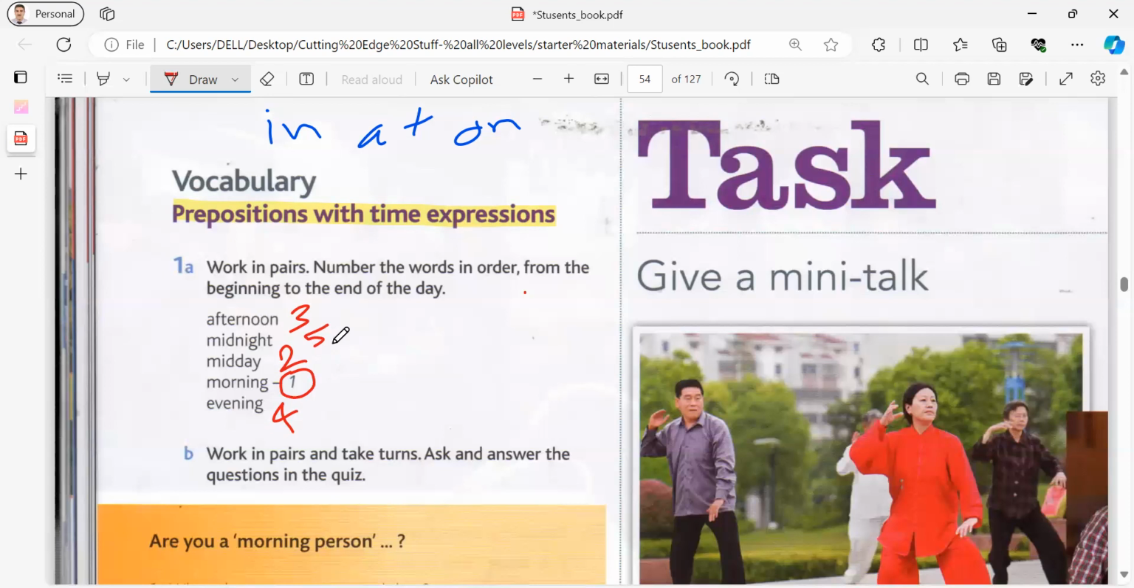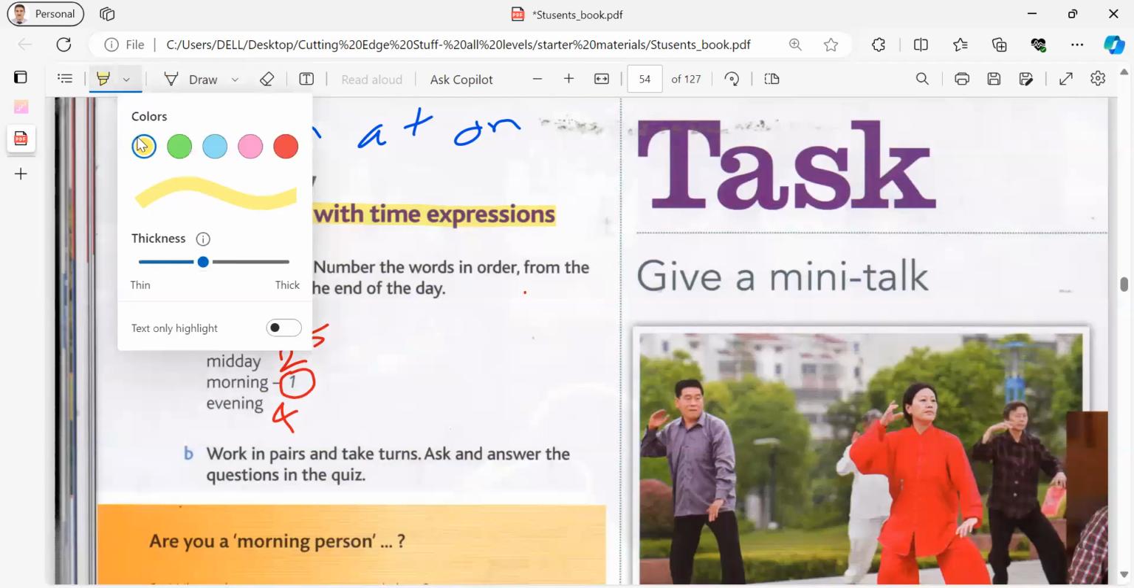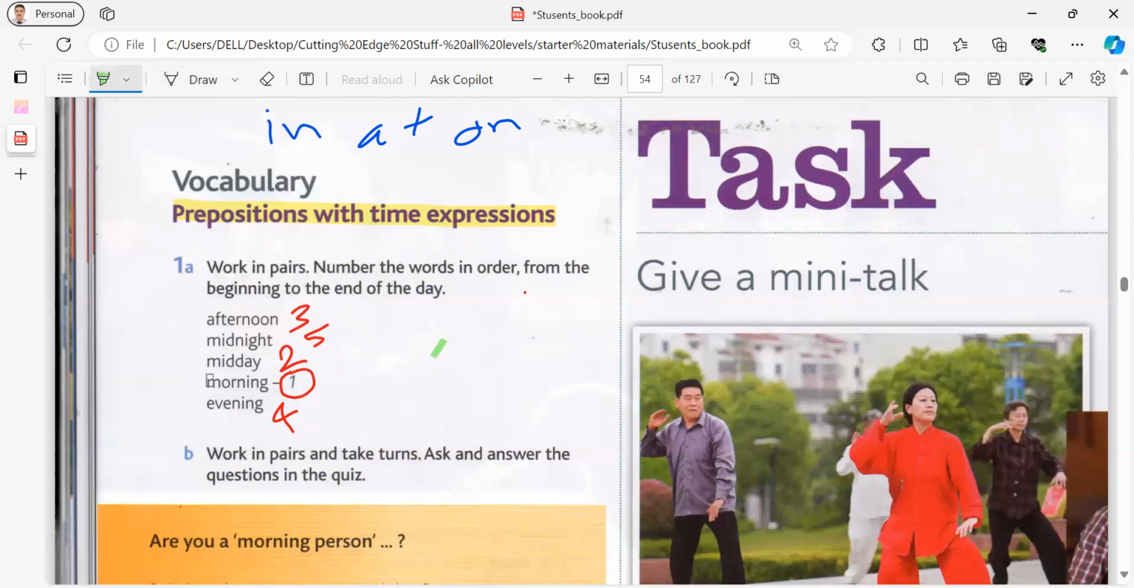Okay, again, ya Sultan. Please read them in order. Morning. Midday. Afternoon. Evening. Midnight. So we have 5 different periods every day. We have morning, midday, afternoon, evening, midnight.